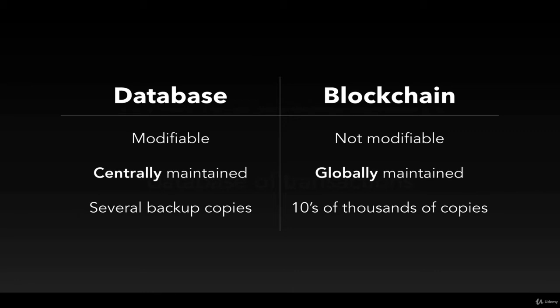Now, the database on the left is also typically centrally maintained, so it's maintained on one computer. Maybe there's a couple of backups, but with the blockchain, the innovation is that it's maintained on many computers. There are tens of thousands of copies of it, as opposed to the database where it's really up to the database maintainer to keep a couple of copies, and there's no enforced comparison between those copies and the master copy. Other than that, a blockchain is basically just a growing list of transactions.